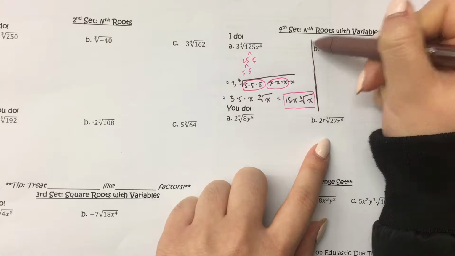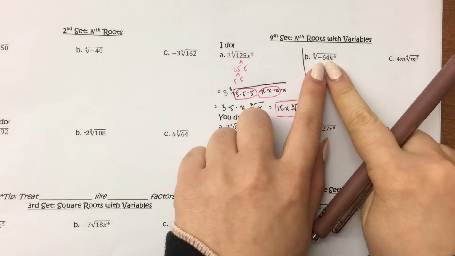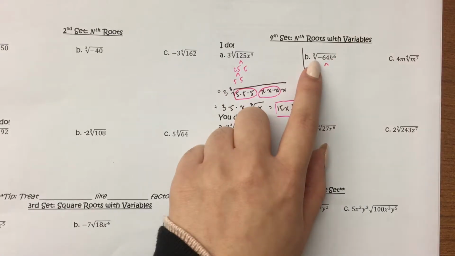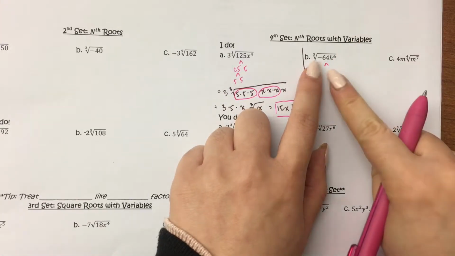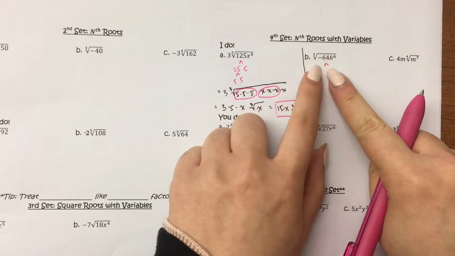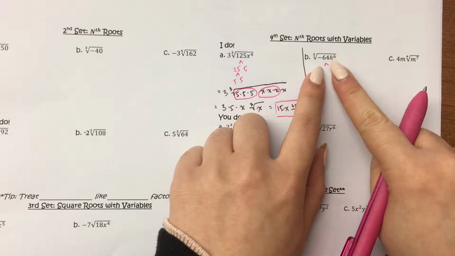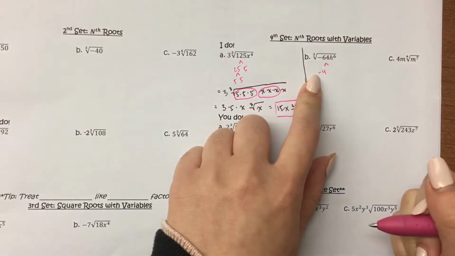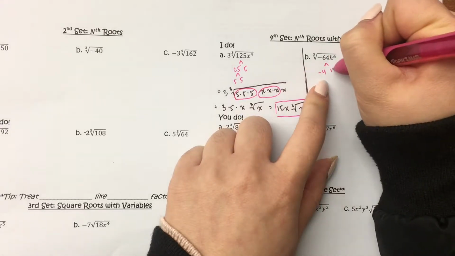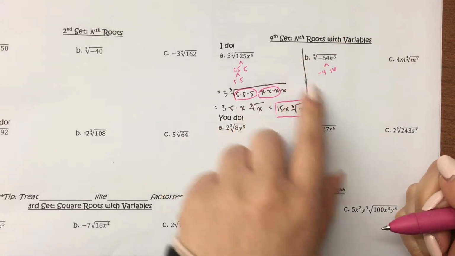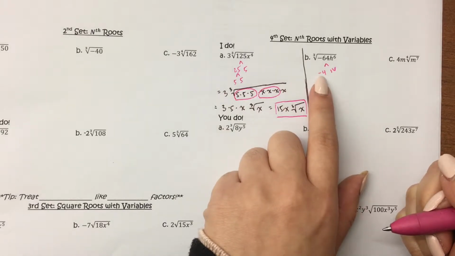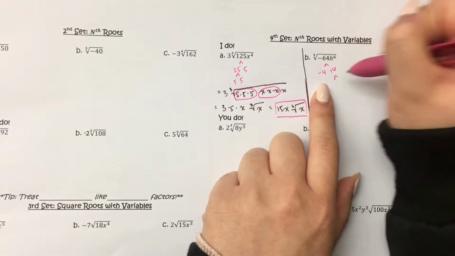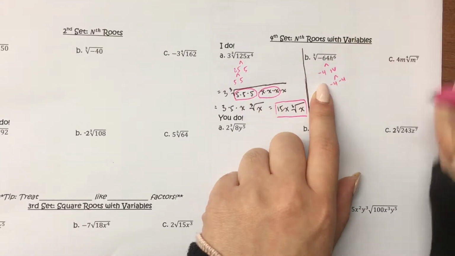All right, next one, part B. I have the cube root of negative 64h to the power of 6. Let's break down this negative 64 using the factor tree. I can divide this by 2, but I can see that I can also divide it by 4, so let's do that instead. So negative 4 times 16 would give me negative 64. And see how you already have a 4 here? I can see that this can be broken down into 4s as well. So 16 can be broken down into negative 4 and negative 4.